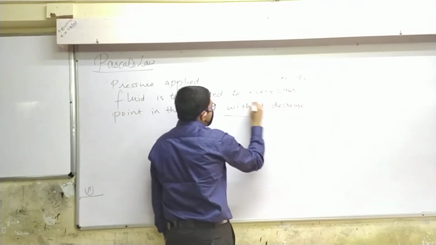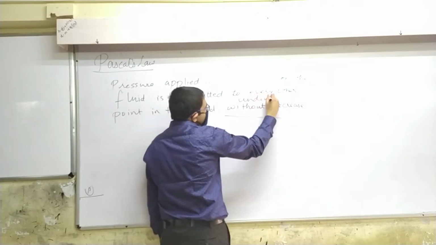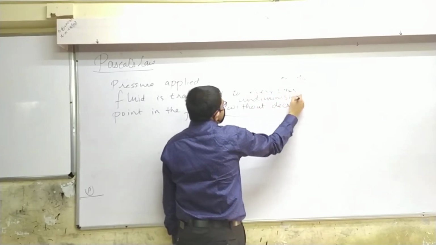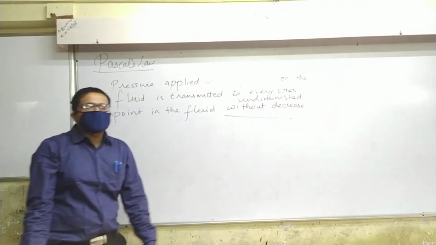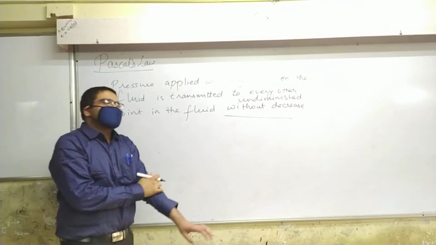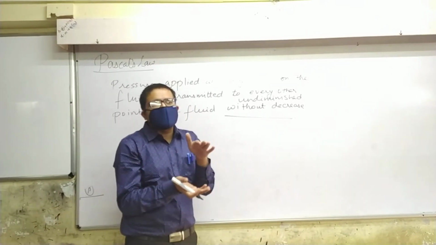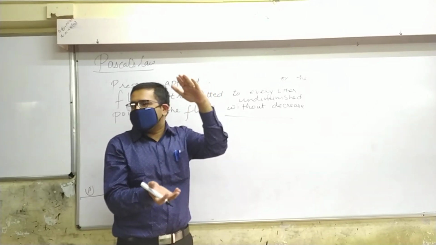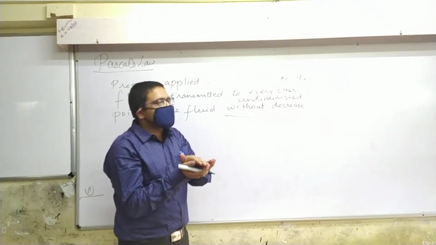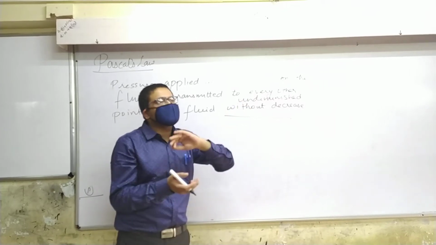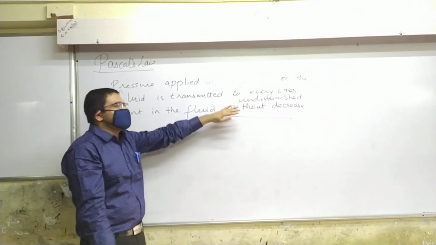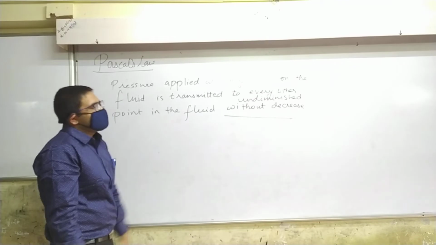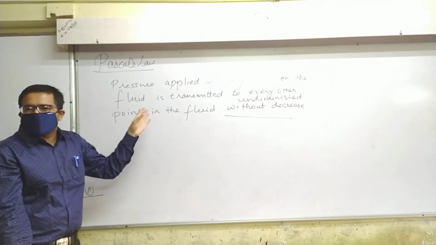Undiminished. Diminished means to decrease. You know this from optics: magnified image and diminished image. So undiminished means without decrease. Okay, it's fine if you don't write it. I don't mind.